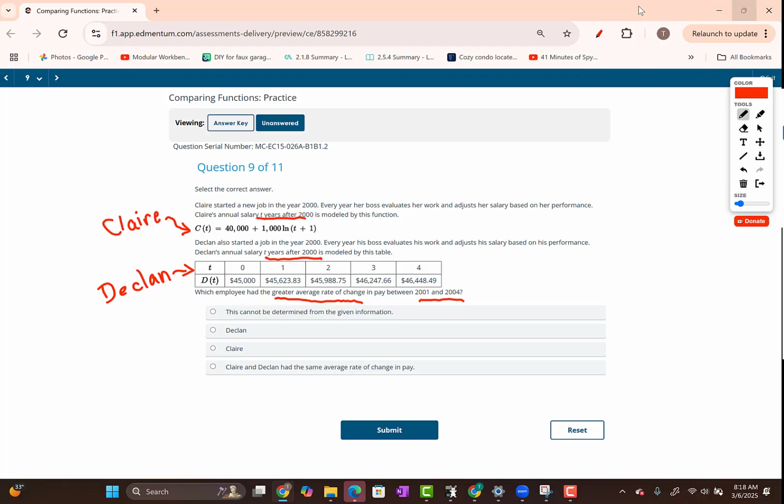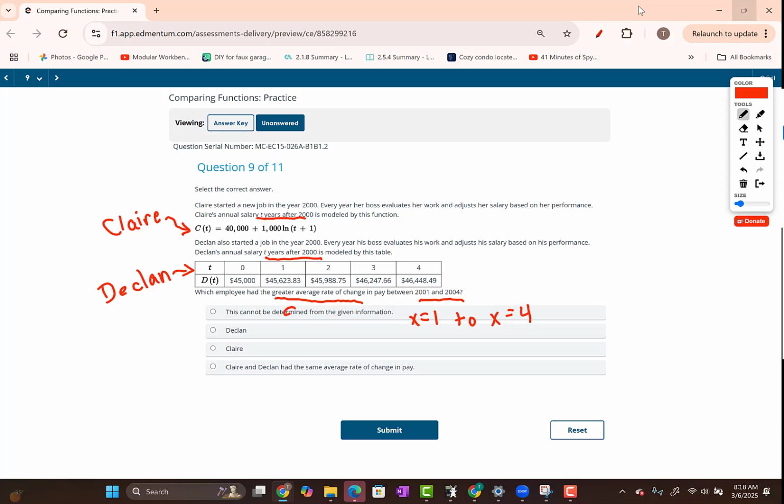So first off, let's be clear. 2001 to 2004 is really from x equals 1 to x equals 4. Because remember, the x values, or specifically the t values, represent the years after 2000. So 2001 is 1 year after 2000. 2004 is 4 years after 2000.